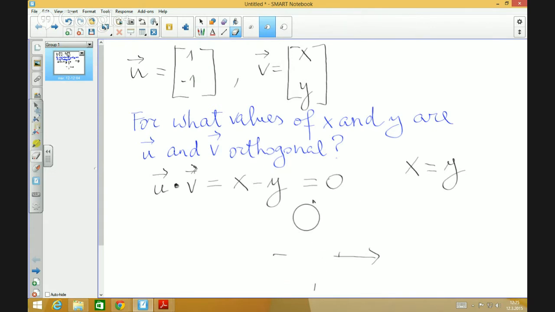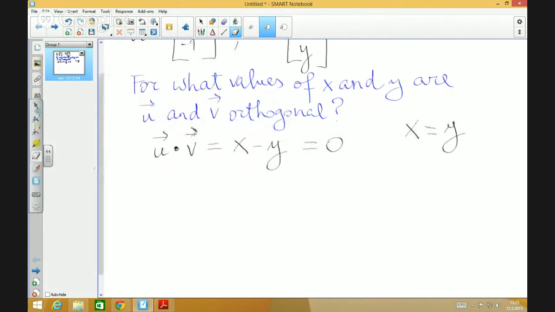Let me redraw this. And let's see whether I can succeed in making it go through the origin now.